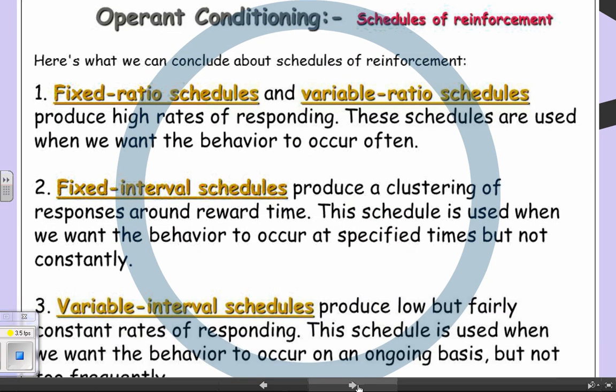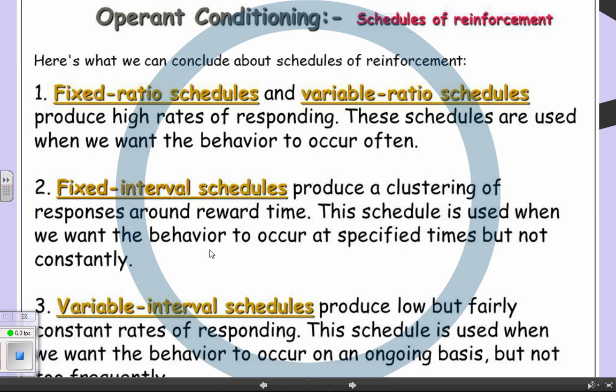So let's conclude this about the schedules of reinforcement. Fixed ratio, variable ratio. Fixed ratio, high rates of responding. Okay. The variable ratio, it's even better. And we use them when we want the behavior to happen often. I want you to study every day for maths and psychology. I'm rewarding you every day.